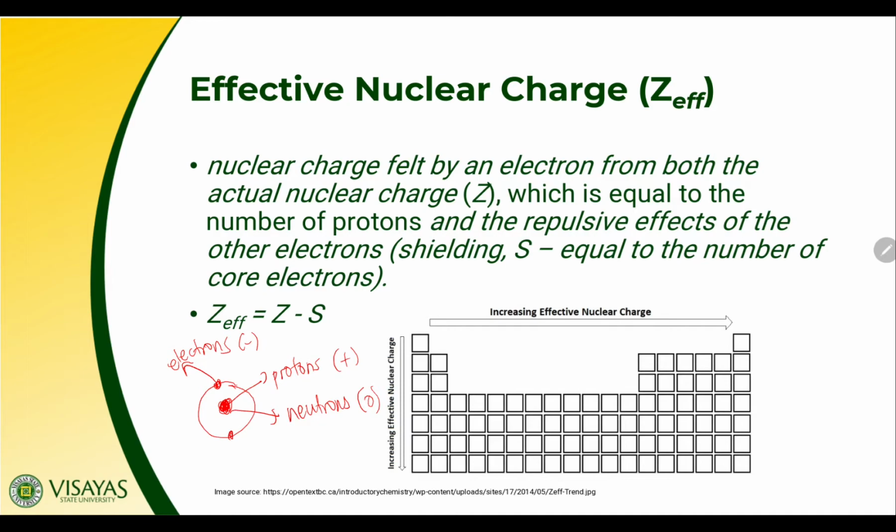Okay, these electrons, since they are negatively charged, are attracted to the nucleus because in the nucleus we have our positively charged protons. And electrons, since they have the same charges, tend to repel each other. Okay, opposite charges attract, same charges repel. So here, for our first periodic trend, we have effective nuclear charge.